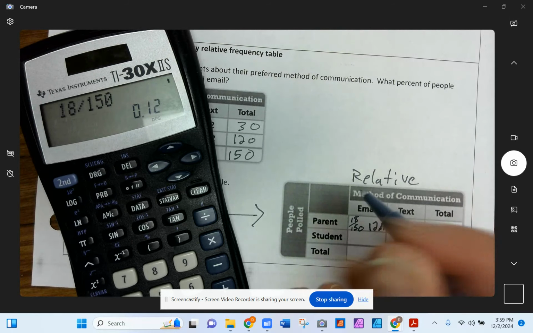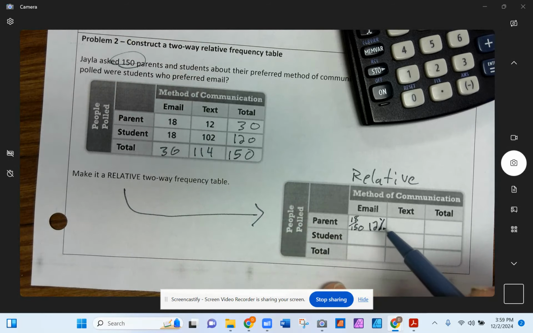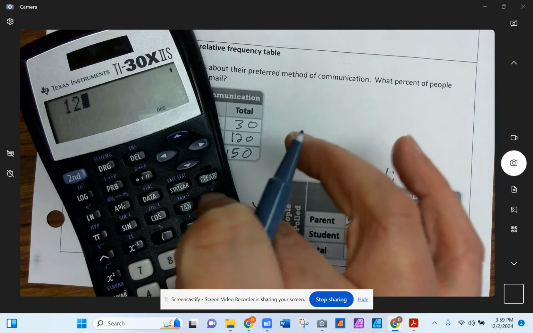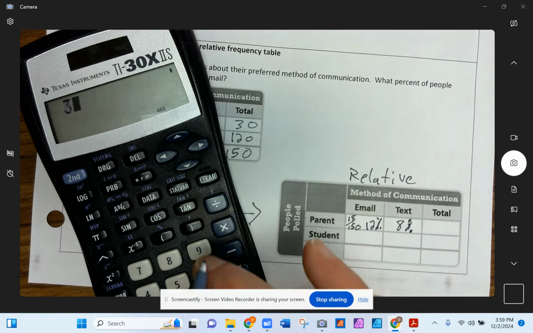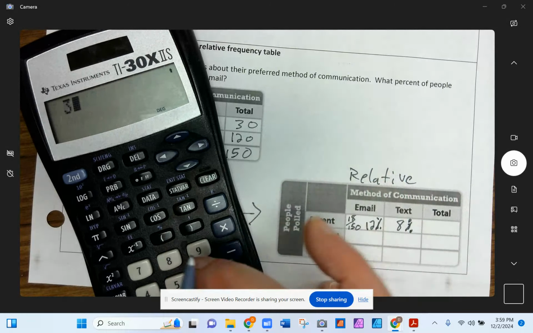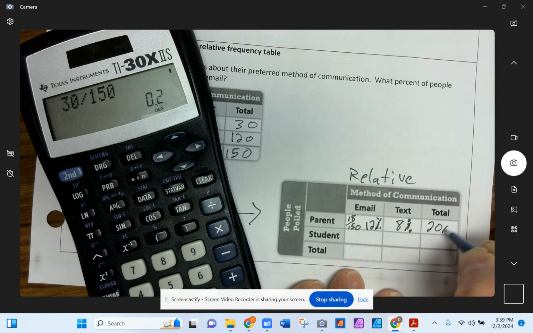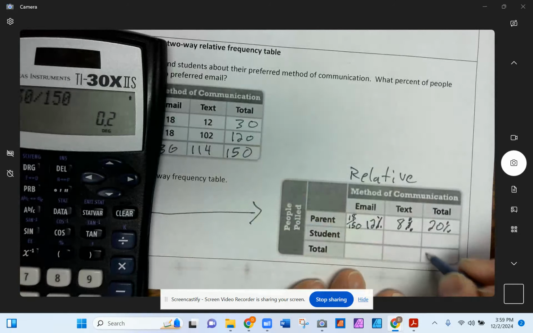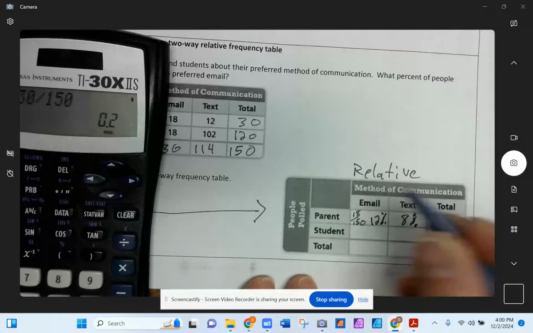We take all of the numbers here and divide them by 150, and that's going to give us our percentages. So I take 12 divided by 150, which gets us to 8%. Then 30 divided by 150 should get us 0.2, which is 20%. And we can see that 12 plus 8 is 20%. Oh, 100% is going to be down here, right? Because 150 divided by 150 is 1, which is 100%. So we just do the rest.